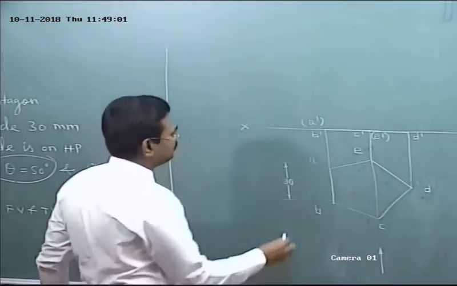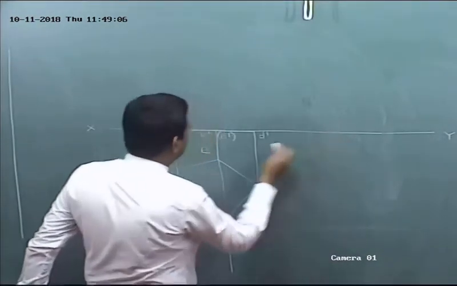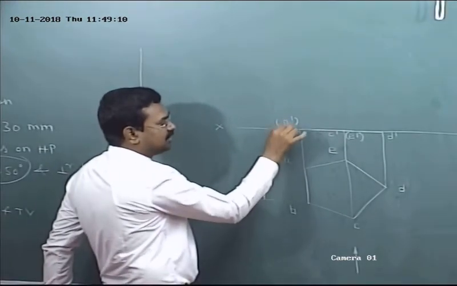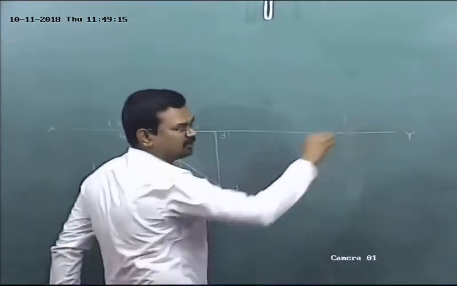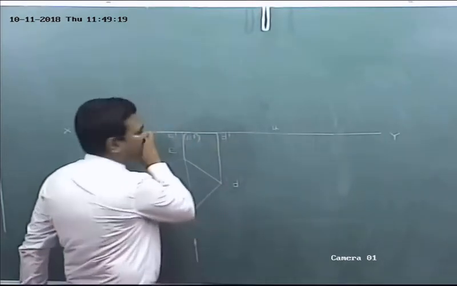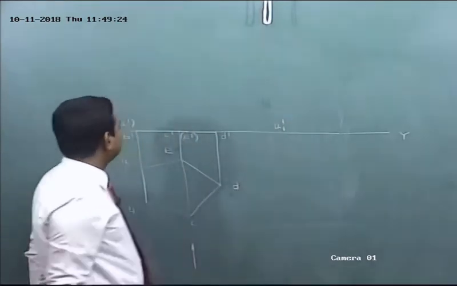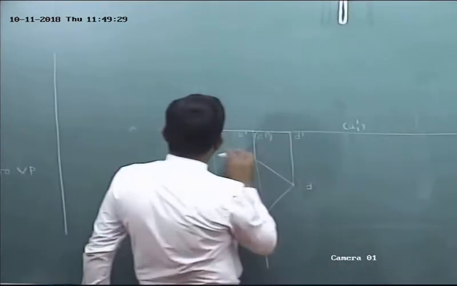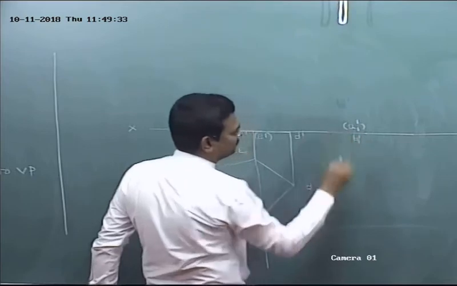For this, at any convenient point on XY, mark a point. This point is common for the corners A and B. Am I right? A dash and B dash. So mark this point at any convenient place on XY. So name the corner as, already I have used A dash, isn't it? To avoid confusion, use it as A1 dash. A dash is invisible, am I right? So within brackets, A1 dash. What about B1 dash? On the same point, B1 dash.